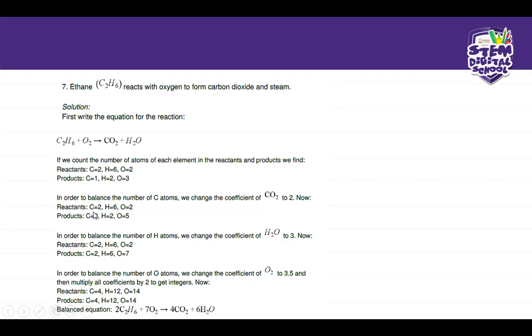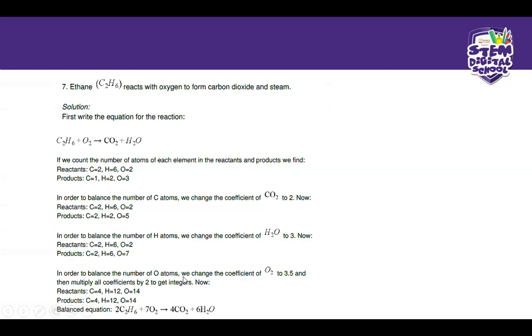Okay. So after that, we come to the H. Now we want to balance out the H2O. How much are we going to put there? There we're going to put a 3. We're going to put a 3 in front of the H2O. And how is that going to work out? Now we're going to have two carbons, six hydrogens, and we only have to now balance our oxygen.